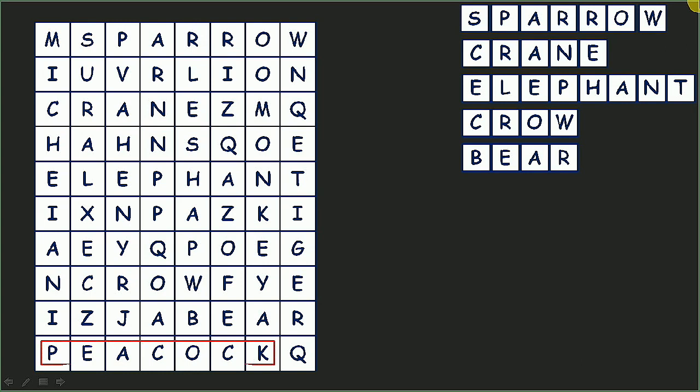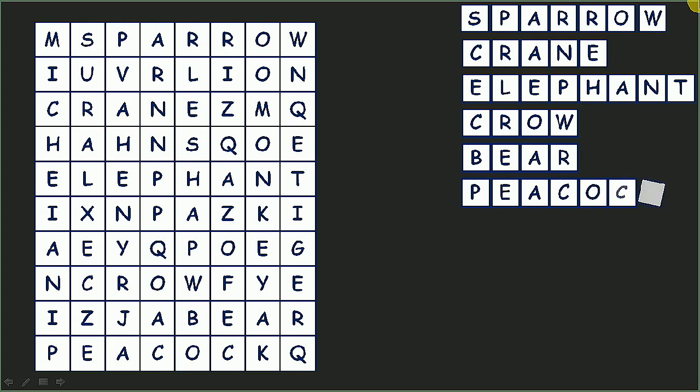Next bird is there, peacock in the grid. P-E-A-C-O-C-K, peacock. Next animal in this grid, lion.